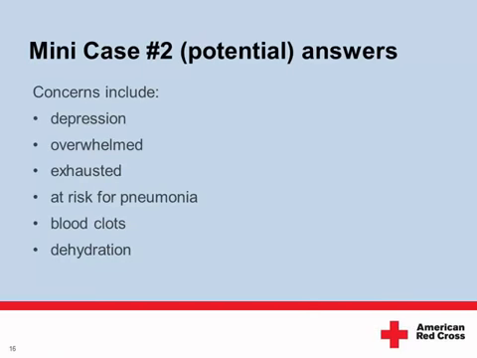Here are some potential answers to the case that you just read about a couple in the shelter who've been very, very somnolent for many days. There are several possible concerns for this couple, including but not limited to these 6 considerations. They are at risk for depression. They may be overwhelmed. They may be exhausted. But you also need to think, they could be at risk for pneumonia from laying around too much. That's also a risk for blood clots from not moving around, and certainly for dehydration, for not eating and drinking adequately. Just some things to think about. All right, let's look at some other client needs.